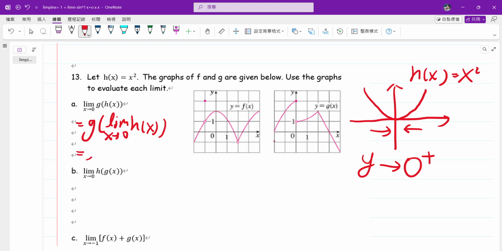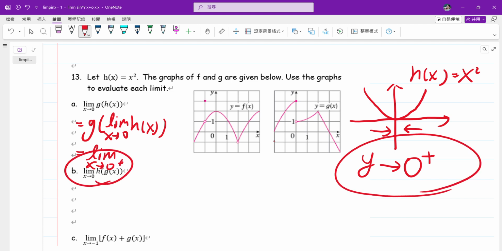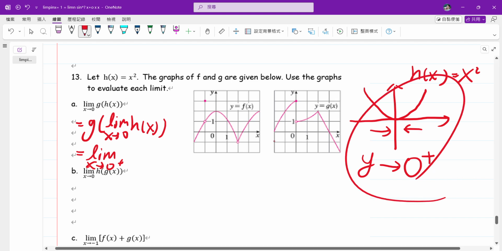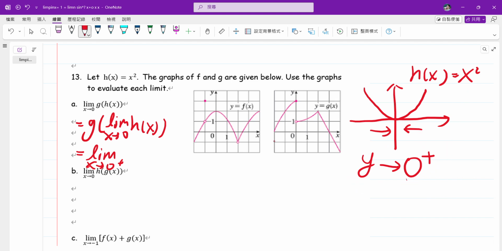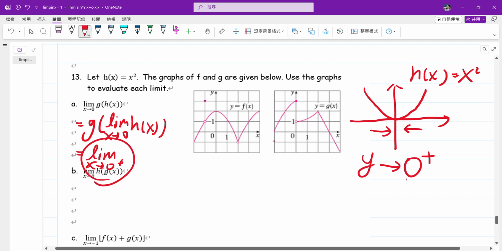So that means that equals the limit x approach 0 from positive. Why here is y become x here? Because the output of h of x becomes the input of g. So you see this graph, the y will approach 0 from positive. That means x will approach 0 from positive for g of x. And then we have the g of x, x approaching from positive, that equals 1. Right, from the positive side.